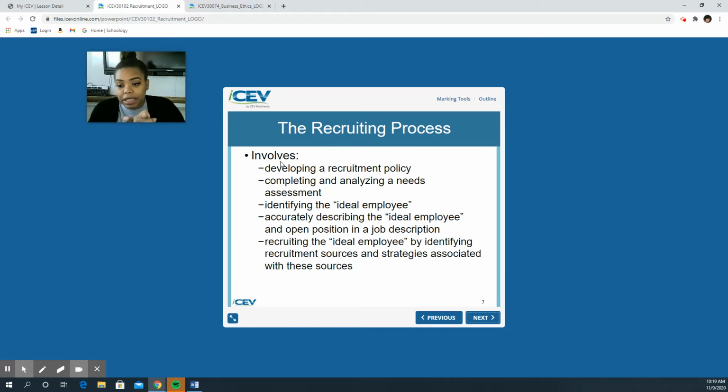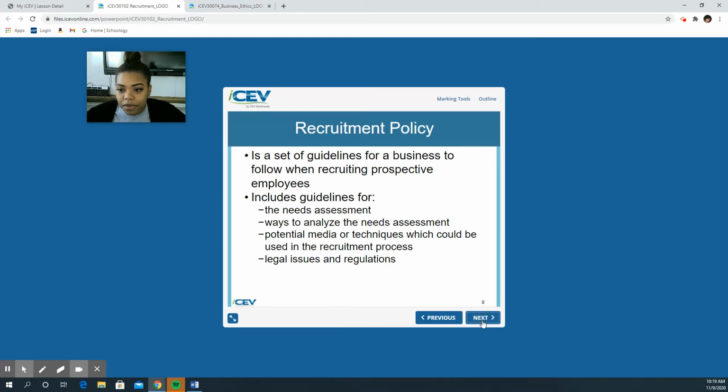You develop a policy, you analyze what you need, you identify who would be the best person for this. What does the ideal candidate look like? Then you're going to describe that in a job description. You're going to recruit, okay, using all of those strategies that you have to try and find that person.